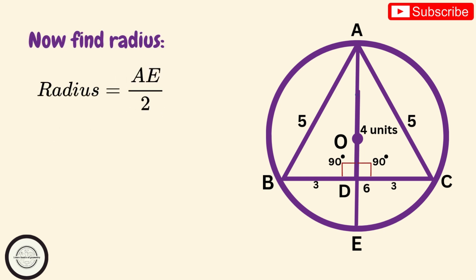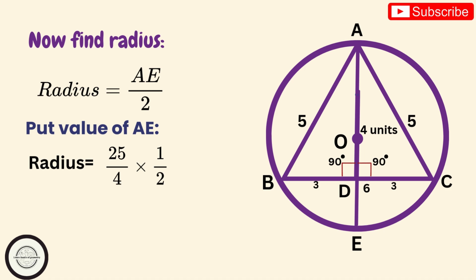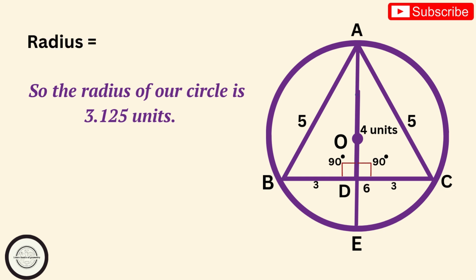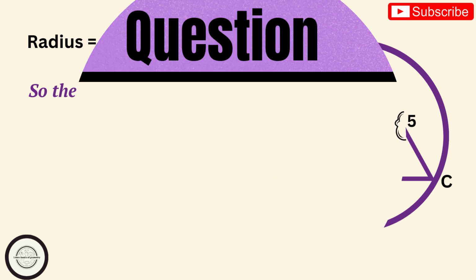The radius is half the diameter. So we divide 25 over 4 by 2, which gives us 25 over 8. Numerically, that's about 3.125 units. So after all this neat geometry, the radius of our circle is 3.125 units.